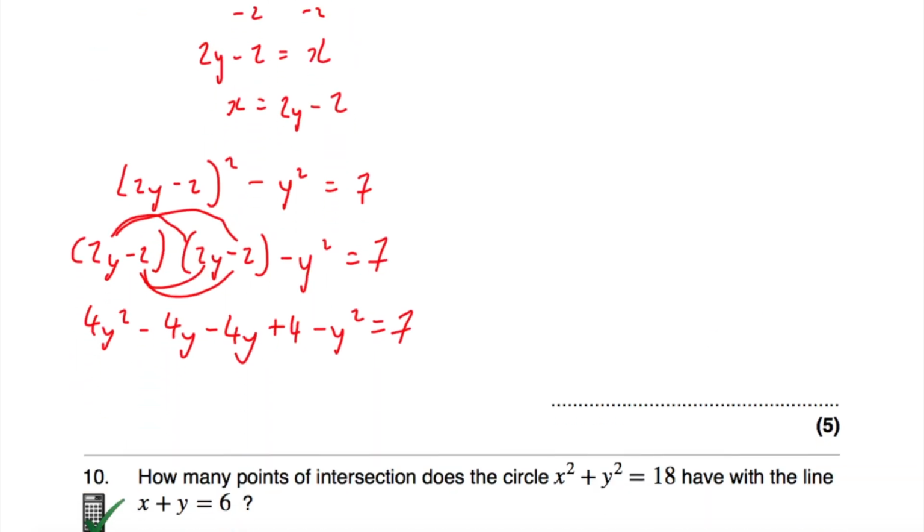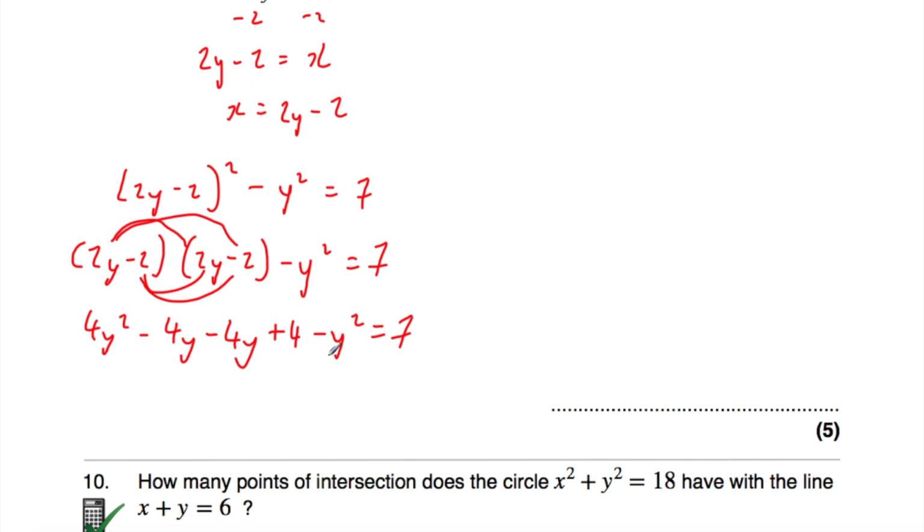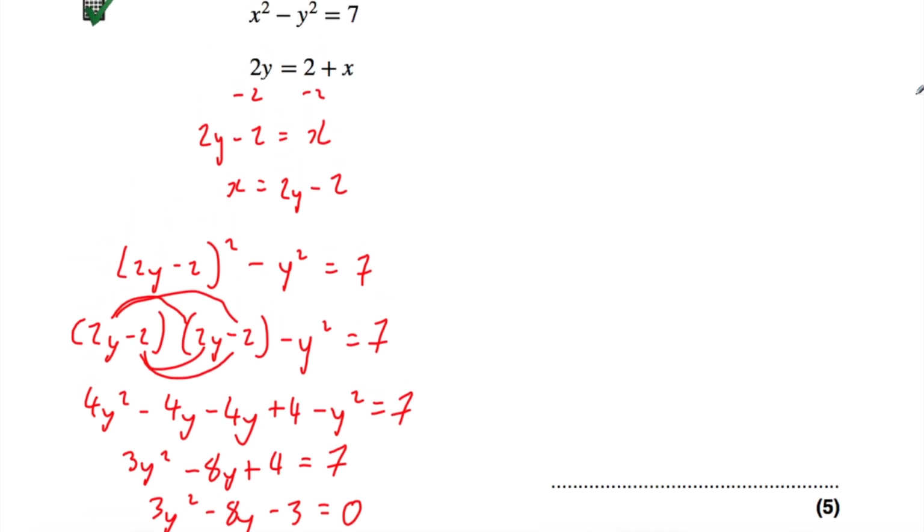Okay, now let's simplify this. So we've got 4y squared, take away y squared, that's going to be 3y squared. We've got minus 4y, minus 4y, that's minus 8y, and we've still got plus 4, and that's equal to 7. Okay, and then if we take away 7 from both sides of this equation to get it equal to 0, we're going to have 3y squared minus 8y, and then we had 4, we're taking away 7, so it's going to be minus 3, and that's equal to 0. So we've now got this quadratic equation. 3y squared minus 8y minus 3 is equal to 0.